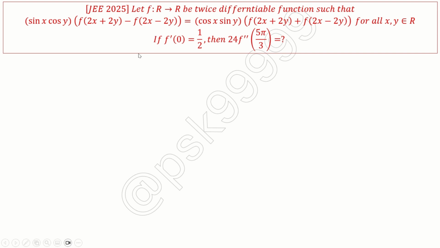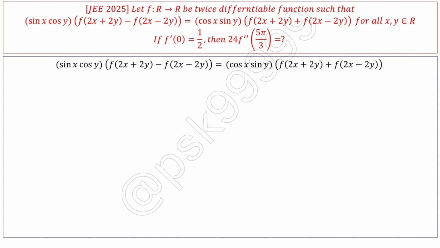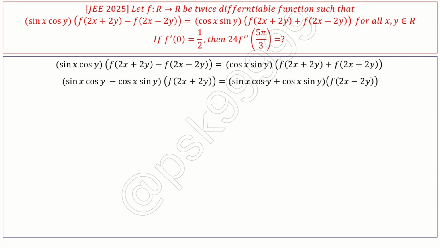Once you define the f of x, the value which you are looking for is very easy to derive. So take the given expression, that is sin x cos y into function f of 2x plus 2y minus f of 2x minus 2y equal to cos x sin y into f of 2x plus 2y plus f of 2x minus 2y. Now you can group them into f of 2x plus 2y and f of 2x minus 2y. So let's group it. Then what I will get is sin x cos y minus cos x sin y into f of 2x plus 2y, then sin x cos y plus cos x sin y into f of 2x minus 2y.